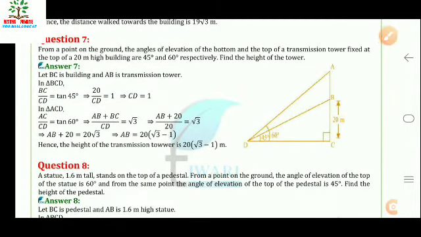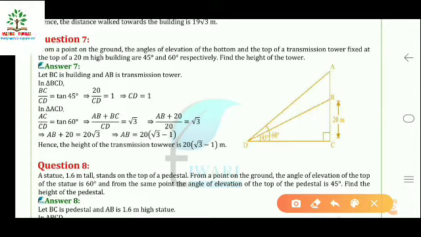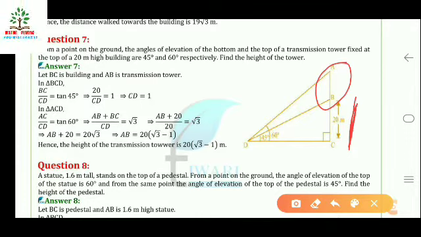From a point on the ground, the angle of elevation to the bottom and top of a transmission tower fixed at the top of a 20 meter high building. So this BC is a 20 meter high building, and this AB is a transmission tower which is fitted or fixed at the top of this building.